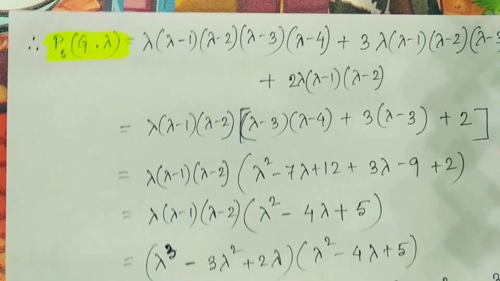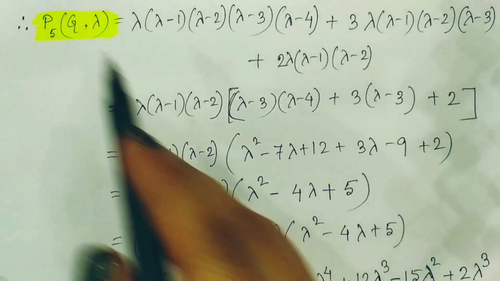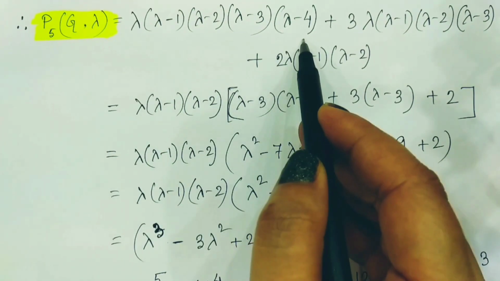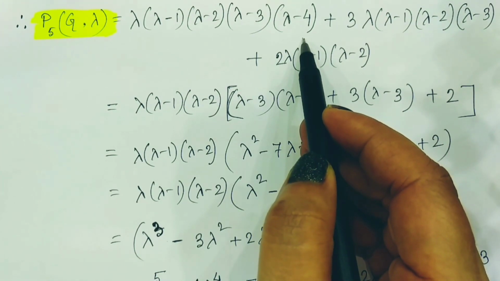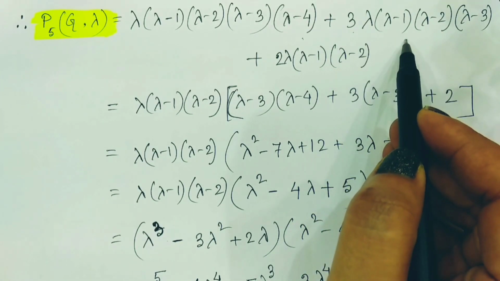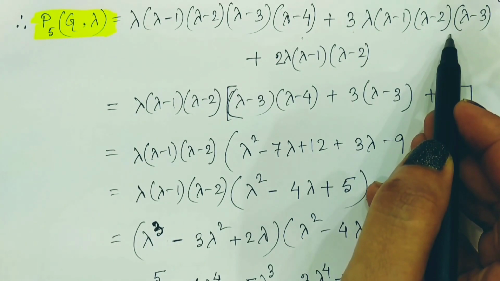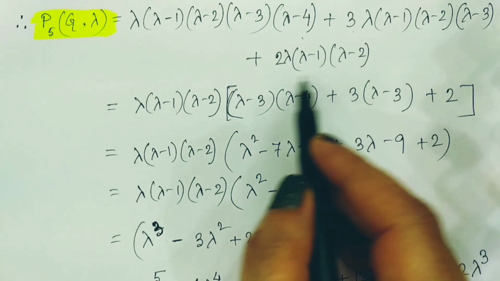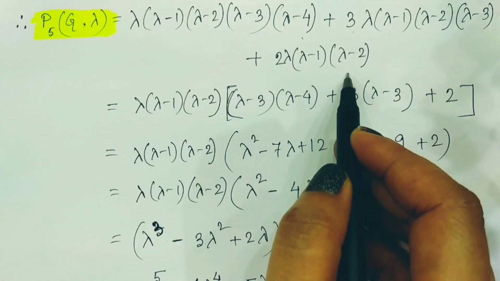So accordingly, if we add these, then we will find the chromatic polynomial for the given graph should be this one. This is the chromatic polynomial for the complete graph with 5 vertices. There are 3 such complete graphs with 4 vertices, so this is their chromatic polynomial, and 2 such complete graphs with 3 vertices. So their chromatic polynomial is this one.